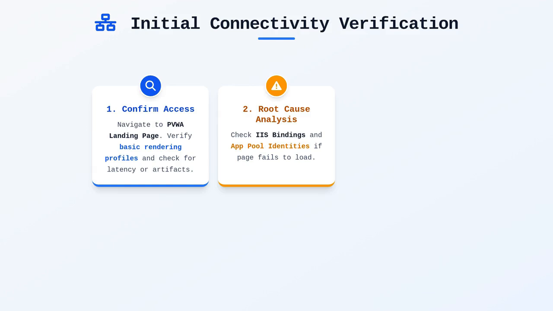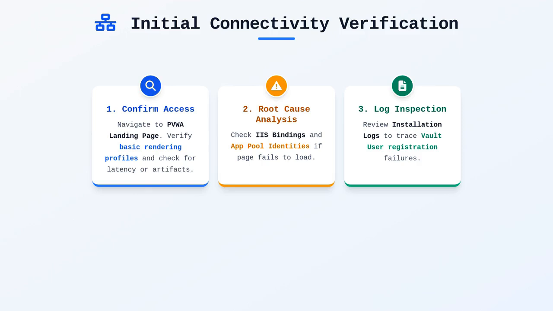If the page fails to load, the most common culprit is a conflict within the application pool's identity or a misaligned binding in IIS. Often, you will need to inspect the installation logs located in the application directory to trace where the registration of the PVWA user in the vault may have failed.